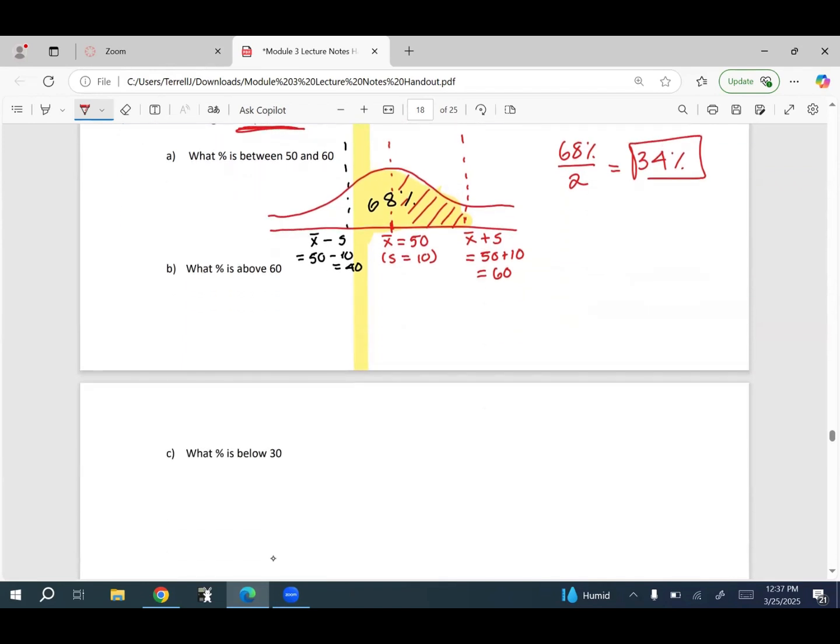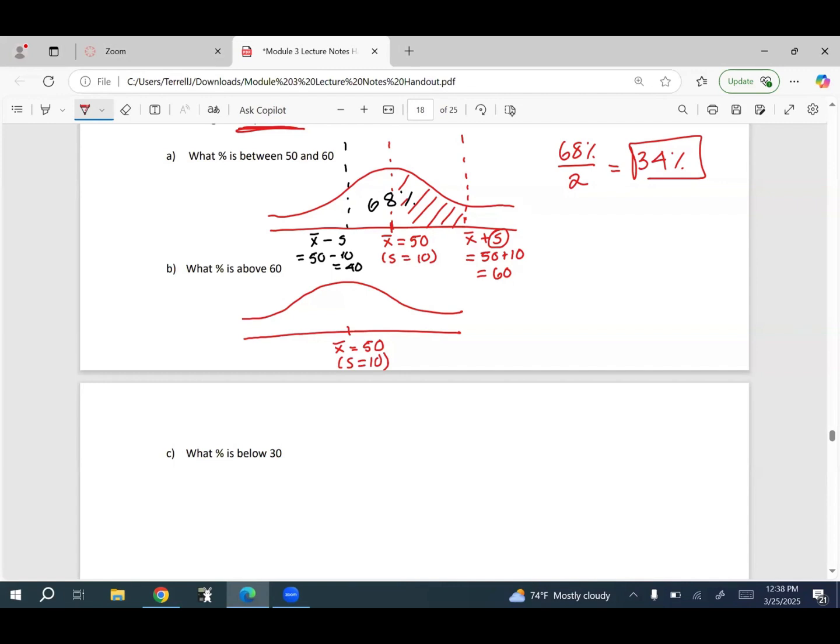Let's look at another example. What percent is above 60? So let's draw this out one more time. We have a normal distribution. The mean is 50, and the standard deviation is 10.